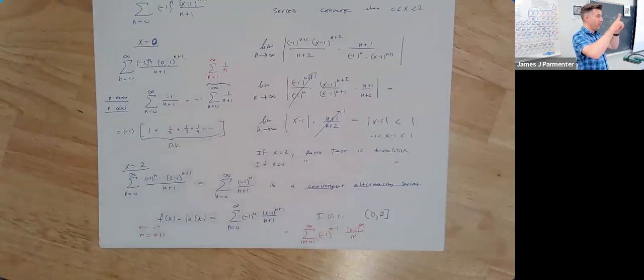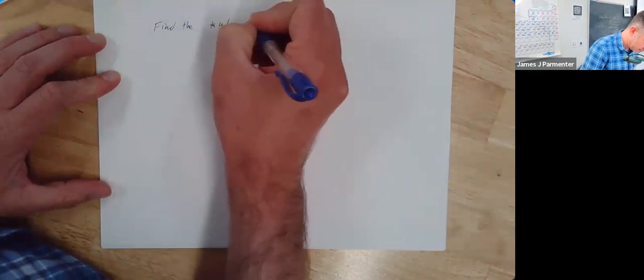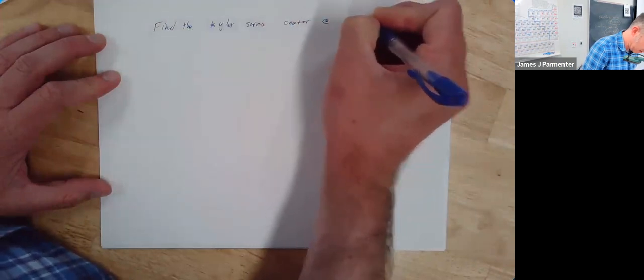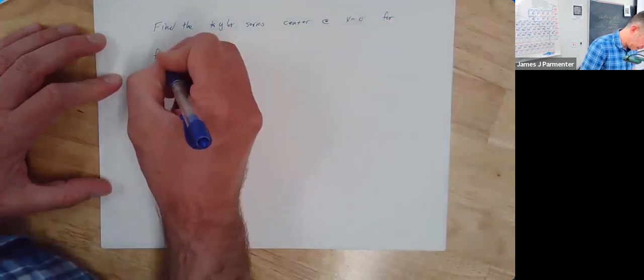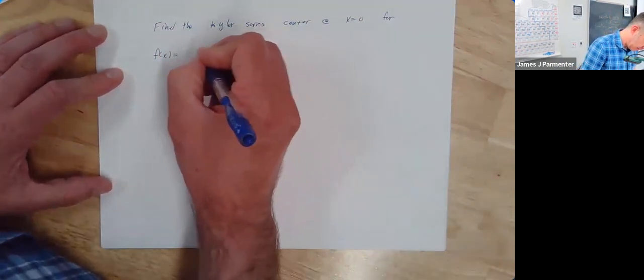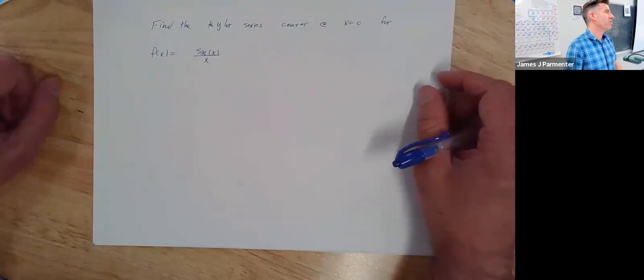Meaning, are you going to go with the formula, take derivatives, plug in your center, and try to find a formula, or are you going to use things you already know? For example, someone says, find the Taylor series centered at x equal to 0 for f of x equal to, sure, sine of x divided by x. Centered at 0 might be a poor choice here, James.